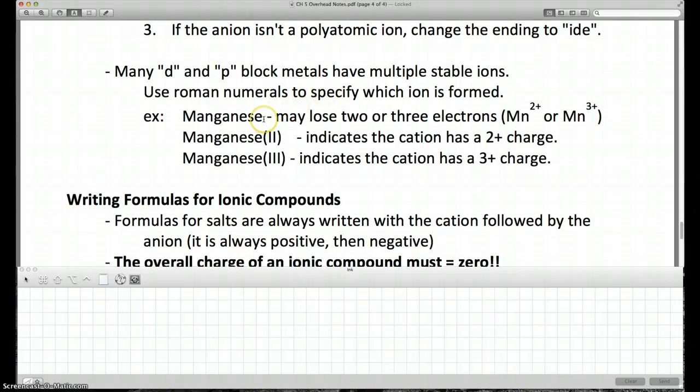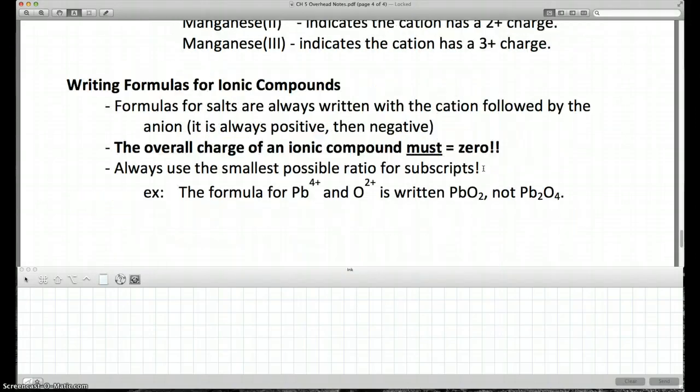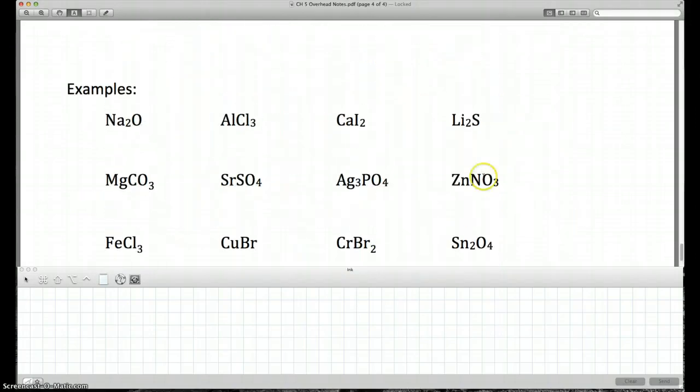So manganese. Manganese can either lose 2 or 3 electrons. It can be a 2+ or a 3+. If I write manganese Roman numeral 2, that means it's the 2+ version. Manganese Roman numeral 3 means the 3+ version. Now, how do we figure that out?